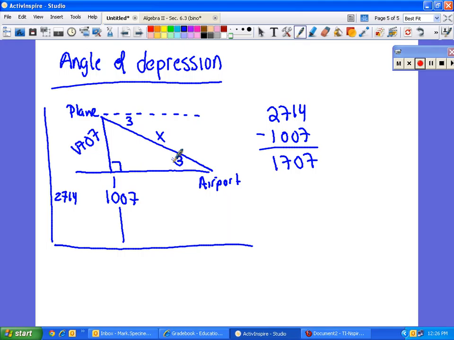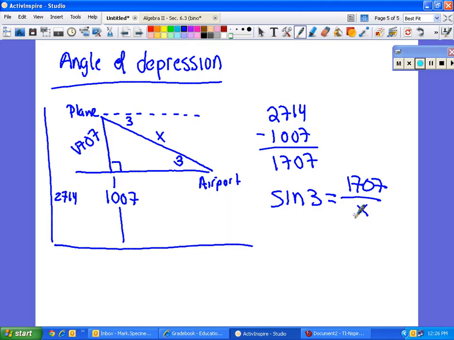Here's the angle. We have the hypotenuse. And this 1707, is that next to the 3 or across from it? It's across from it. It's opposite. So you're going to set up the sine of 3 is equal to 1707 divided by x. Opposite over hypotenuse.